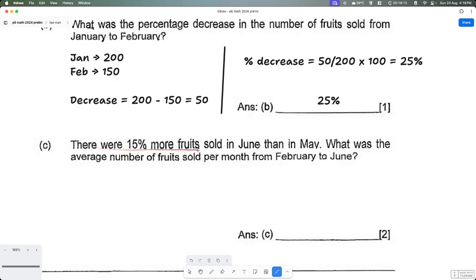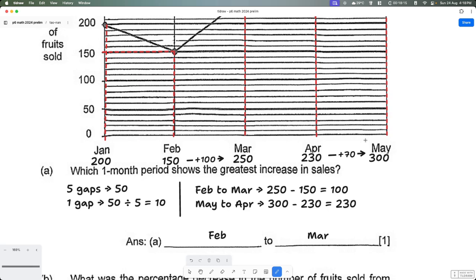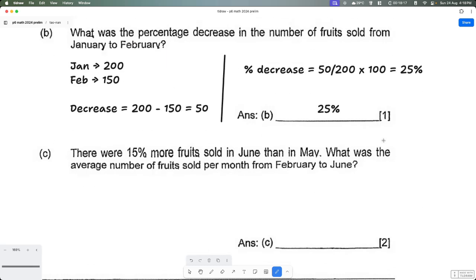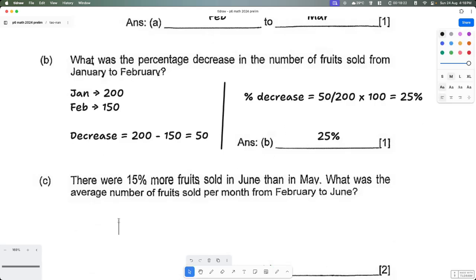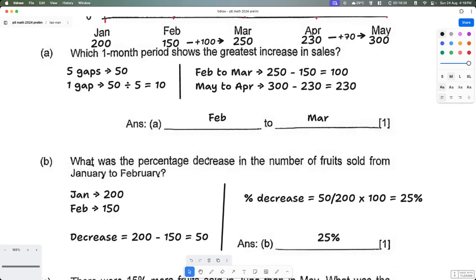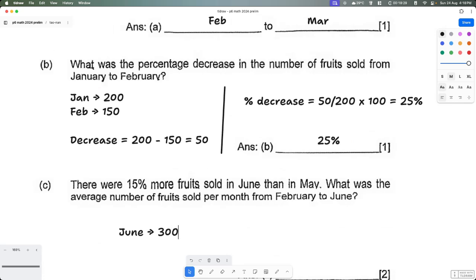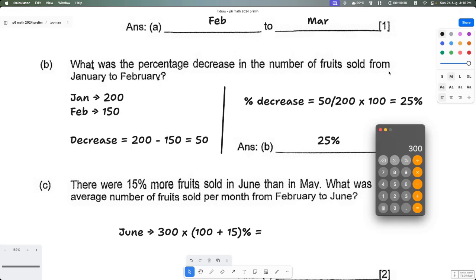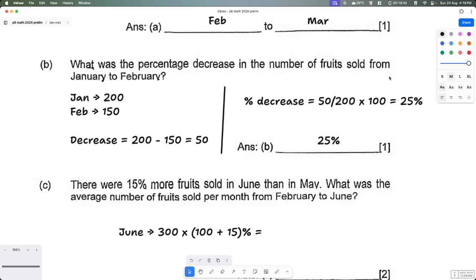There were 15% more fruits sold in June than in May. What was the average number of fruits sold from February to June? So let's get the June, right? June is equal to, so the total is 300. So 300 times bracket 100 plus 15% more percentage. This will be equal to 300 times 115%, right? Okay, this will be 345.